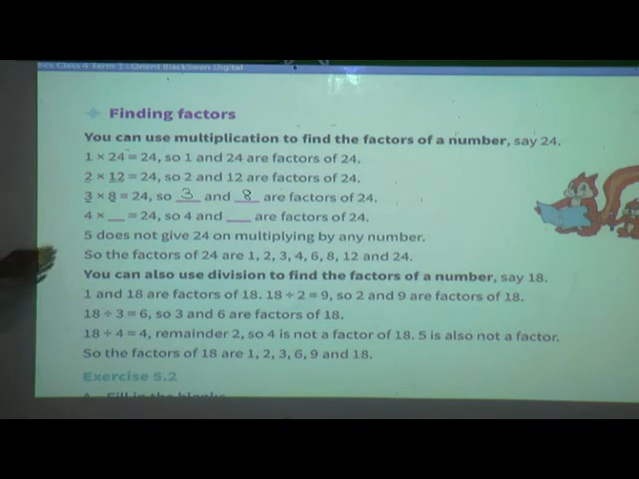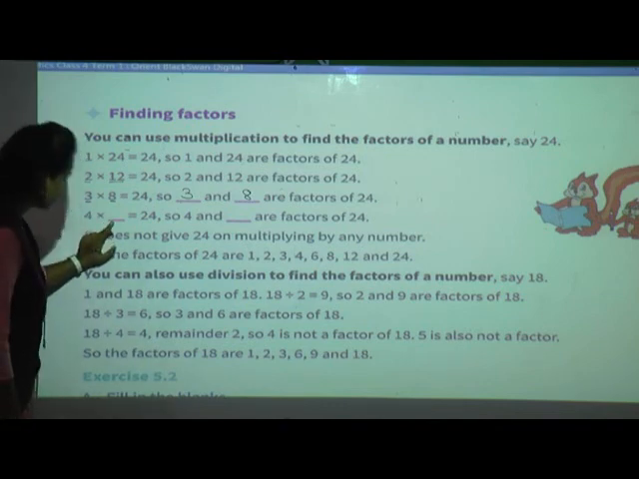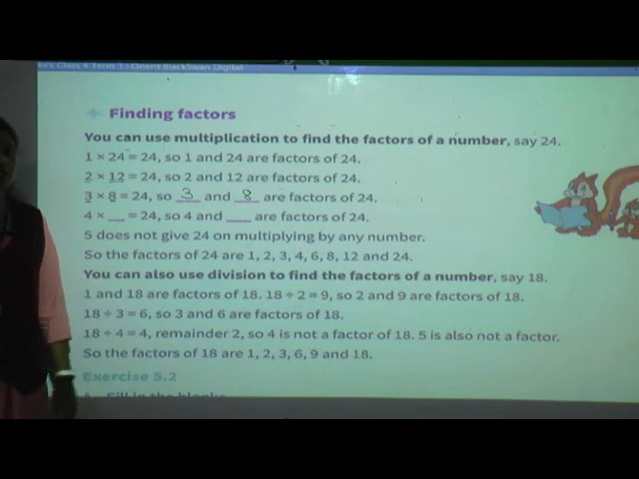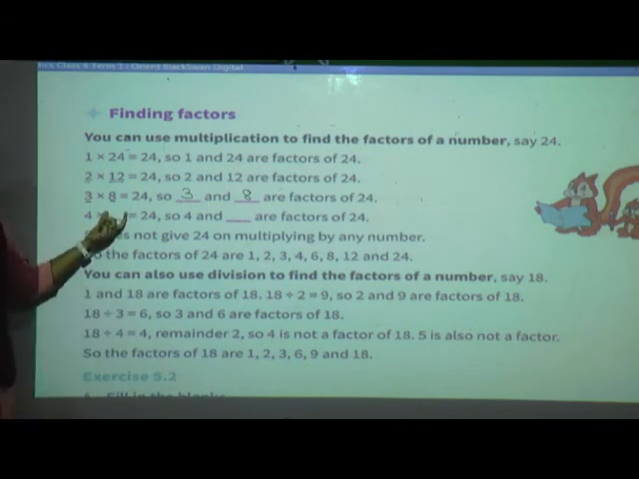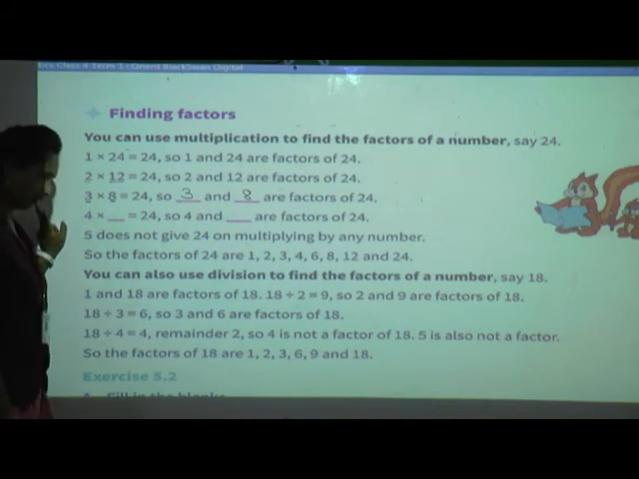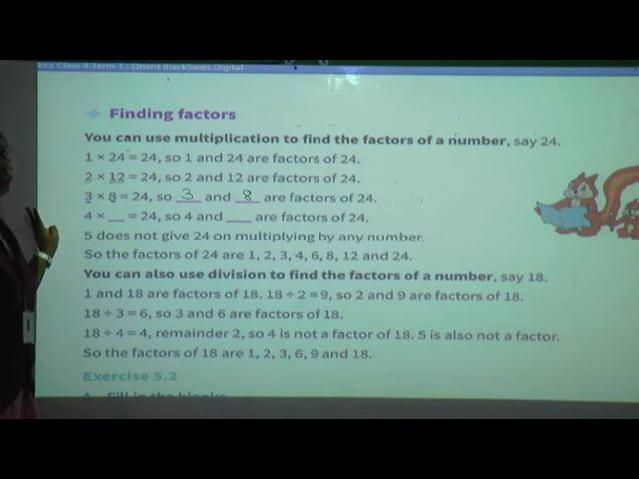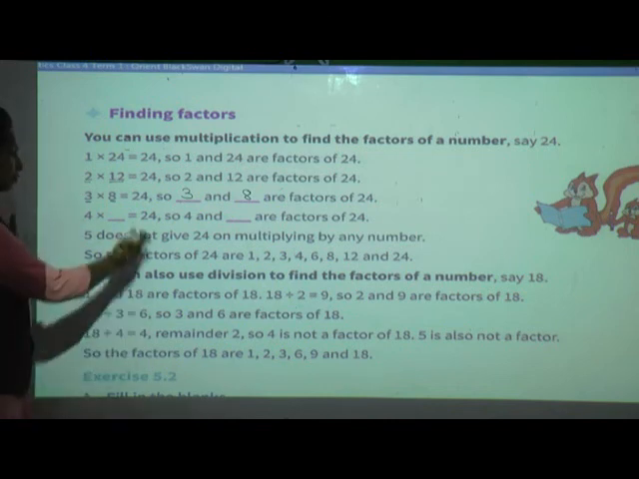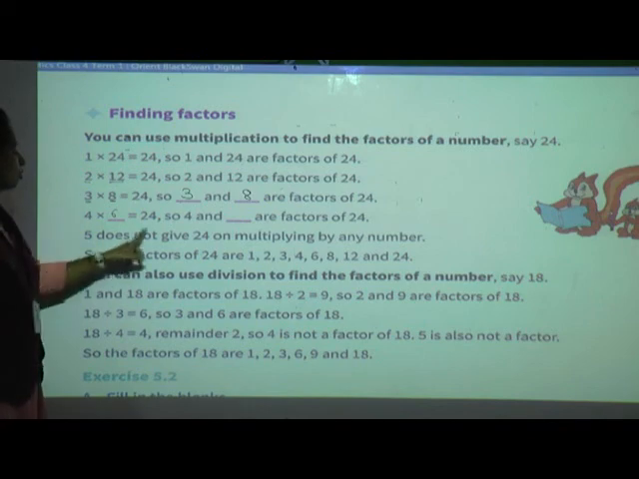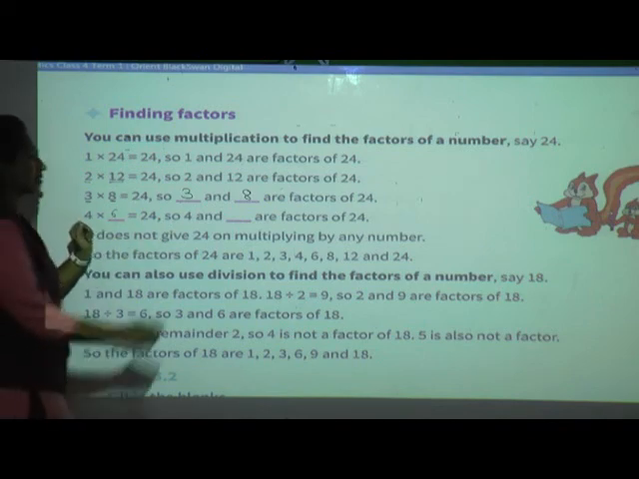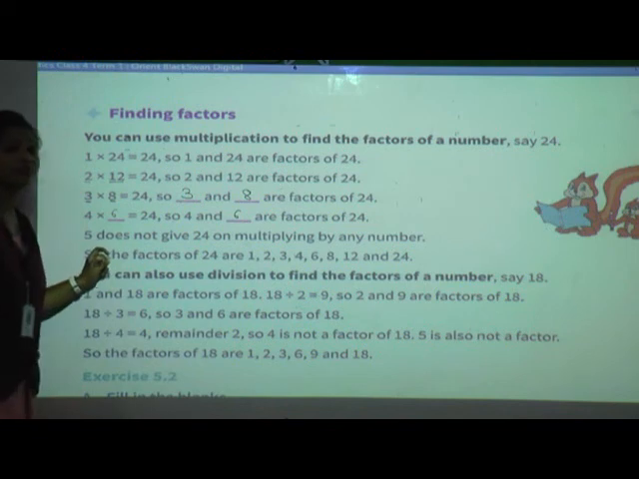Clear? Now see, 4 multiplied by dash dash is equal to 24. Now tell me, with which number can we multiply that we will get 24? Can you see the 4 table? 4 ones are 4, 4 twos are? Very good. 4 threes are? Correct. 4 fours are? 16. 4 fives are? 20. 4 sixes are? 24. So you will write 6. So 4 and 6 are the factors of 24.